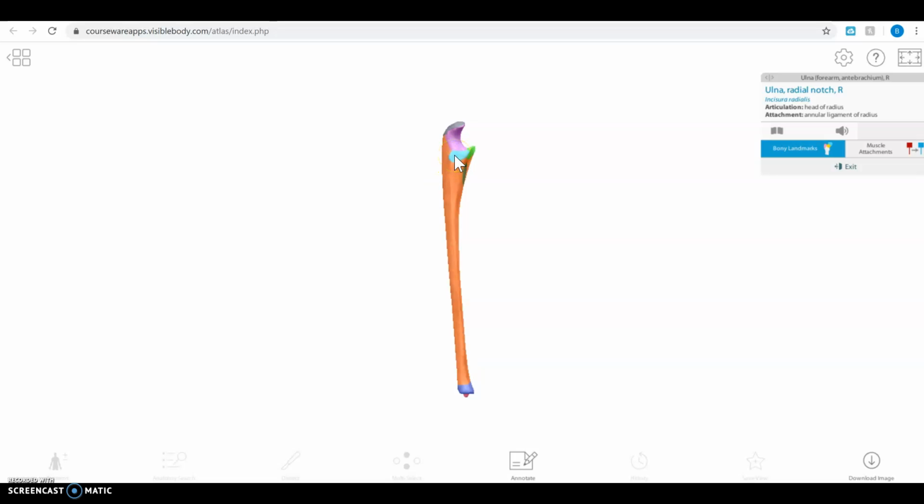The radial notch of the ulna will always face laterally. Remember, the ulna is the medial bone of the forearm. The radius is the lateral bone, so the radius would be right over here. So that radial notch will always face laterally. That's a way to help you distinguish between a right ulna and a left ulna.